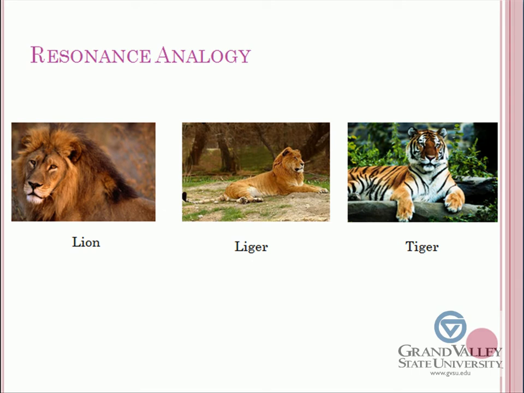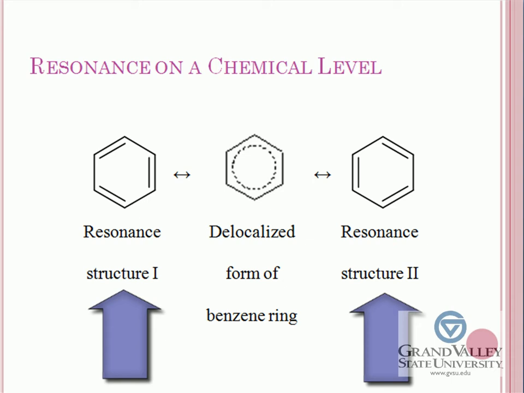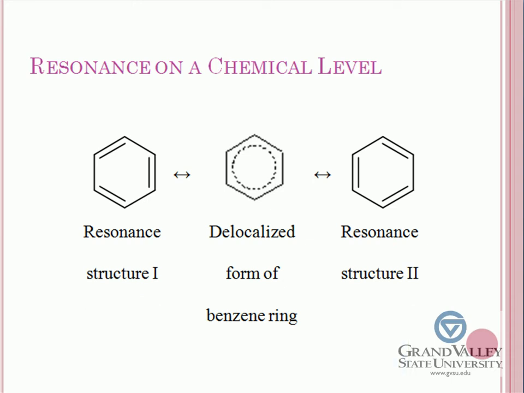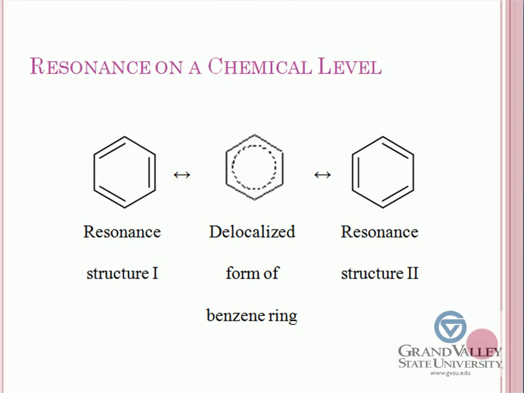We will use a benzene ring to help us understand resonance on a chemical level. In this example, we can see two resonance structures of the benzene ring, each with alternating carbon-carbon single and double bonds. Between these two resonance structures, we see a six-membered ring with a dashed circle in the center of the benzene ring. This structure is an average of the two resonance structures for benzene, where each of the carbon-carbon bonds is approximately 1.5 bonds, a mixture of a single and double bond.